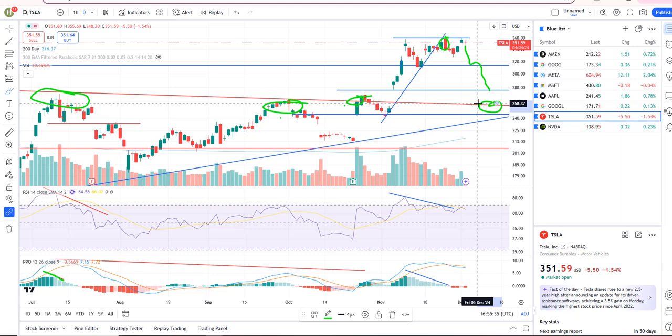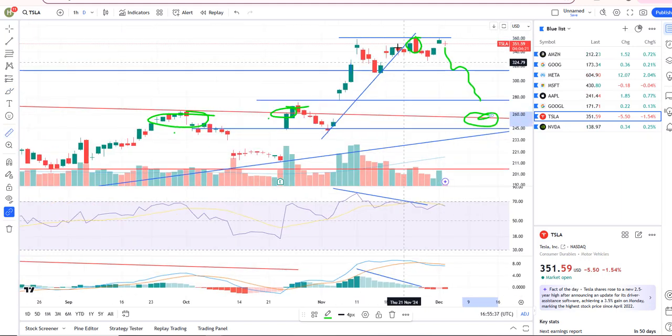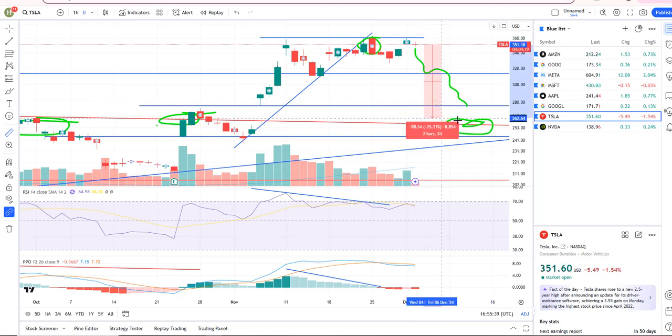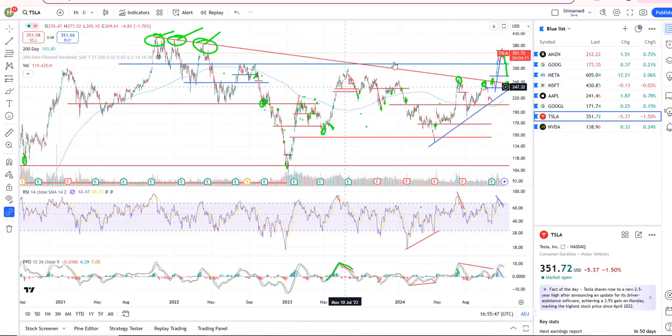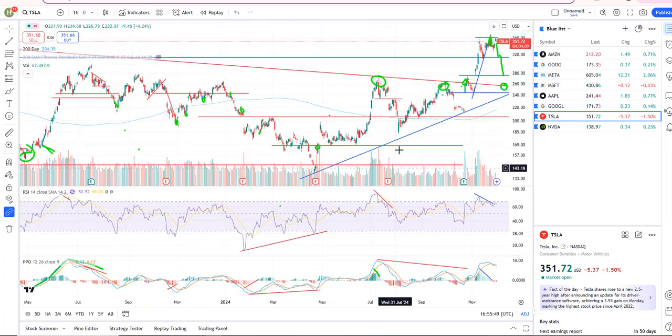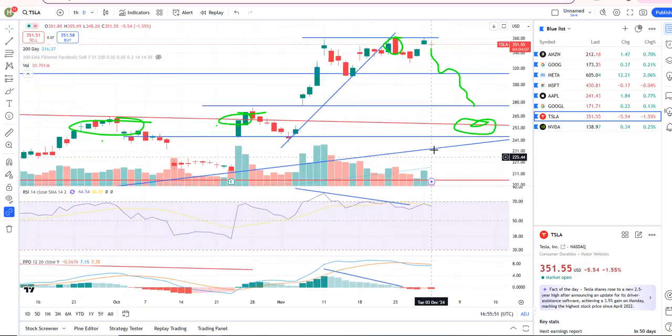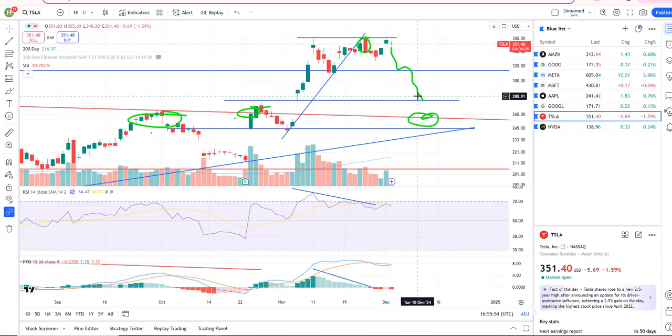All right, so I see the downside on Tesla as of right now, probably a total of 27% or so to backfill that gap and hit that major downtrend line support that's been put in. So yeah, that's the trade right now. I think that looks pretty favorable as a back test of that breakout.